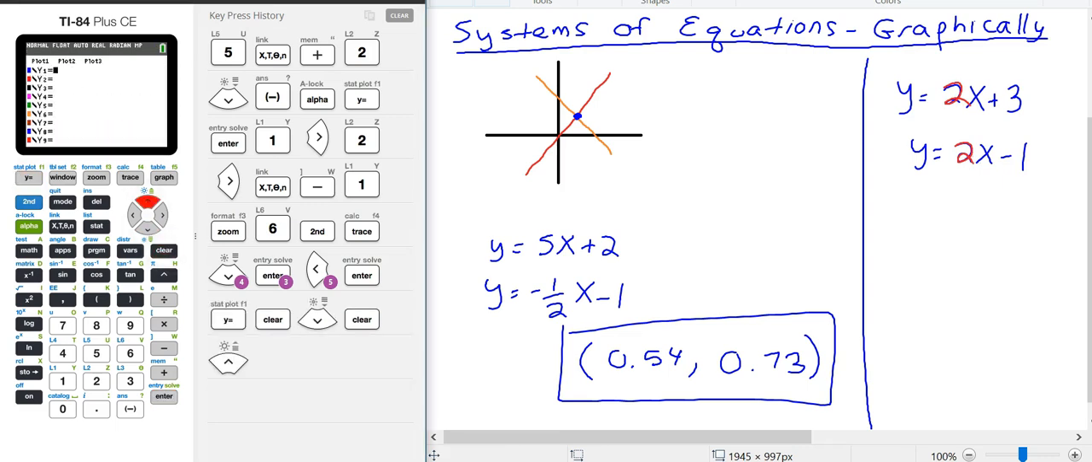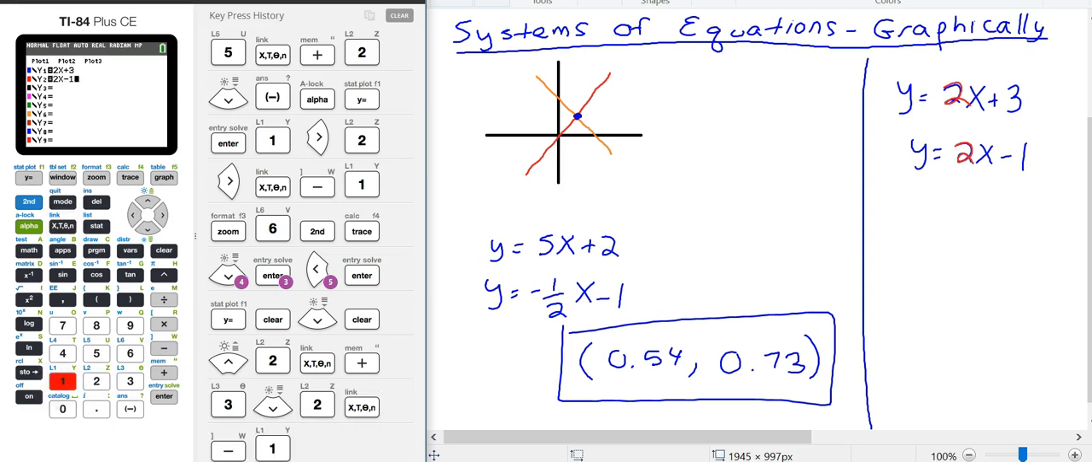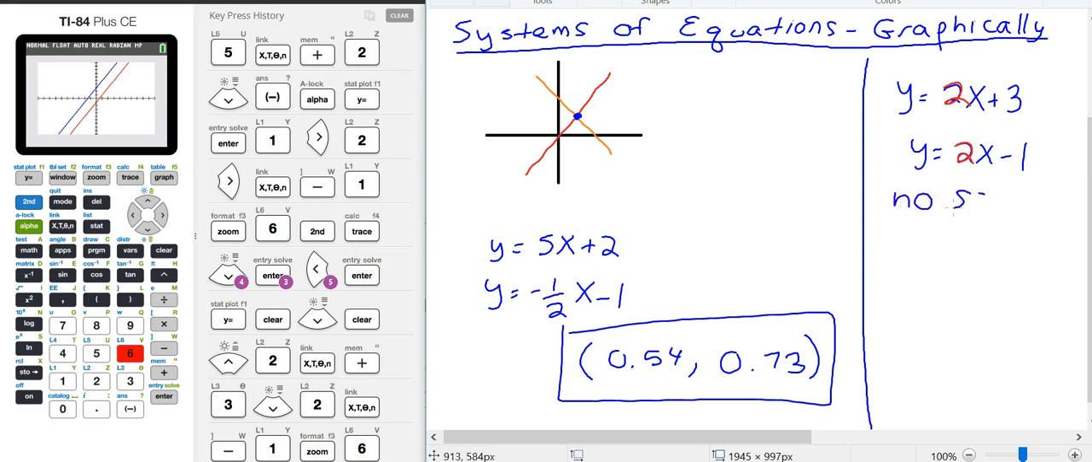Y is equal to 2x plus 3 and y is equal to 2x minus 1, and Zoom 6. Both of these lines keep on going on and on and on forever. They are never going to cross, therefore we say that they have no solution.